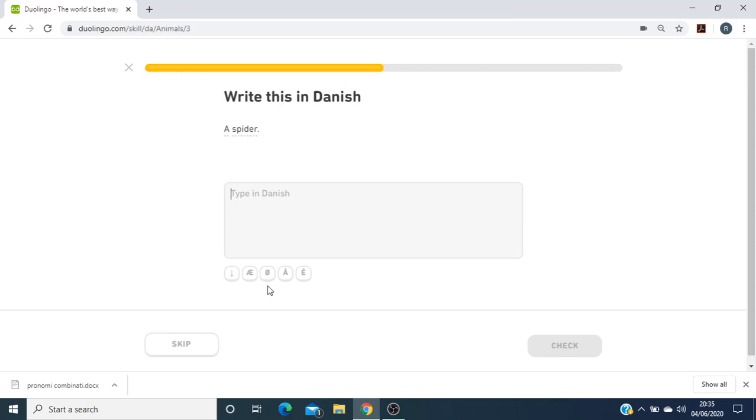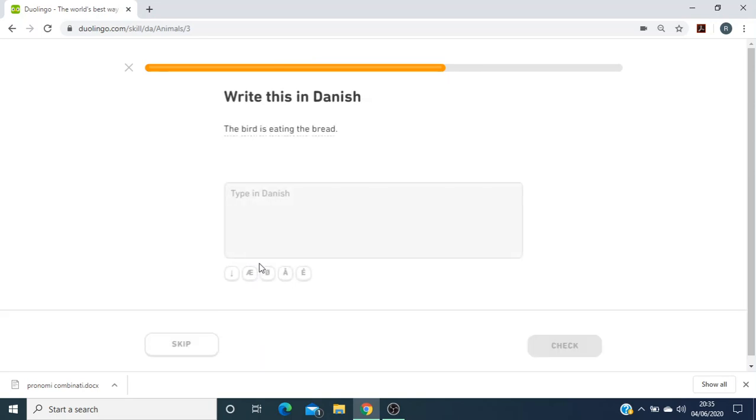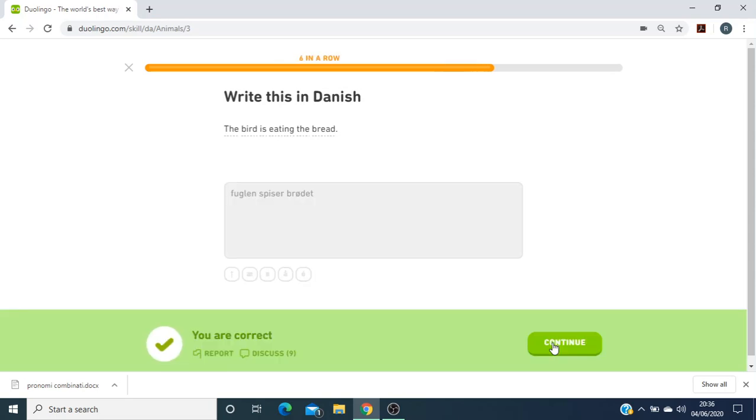Spider, this is a good word for a spider. En edderkop. I'd like to know the etymology of that word, but yeah, edderkop. The bird is eating the bread. So fuglen spiser brød. Now, just a little warning about this word, brød. It's very hard to differentiate between just saying bread and the bread, especially in this because they talk quite fast. So just be wary of that. I mean, even as I say it's fast, it's quite hard to differentiate.